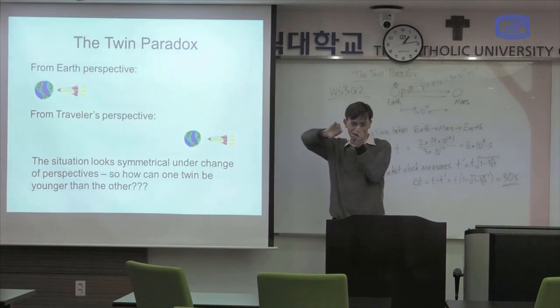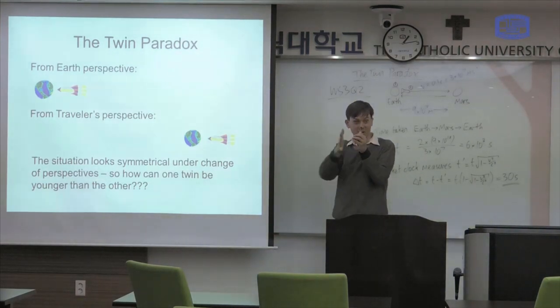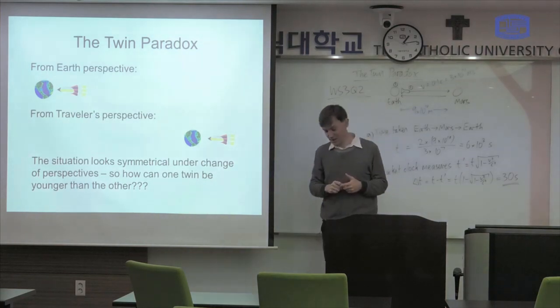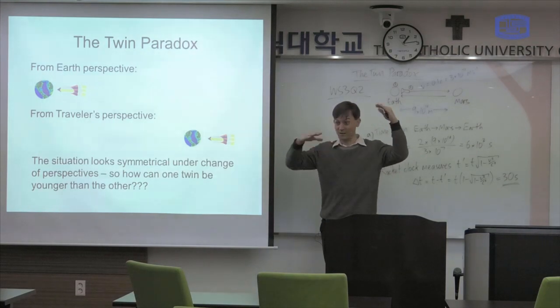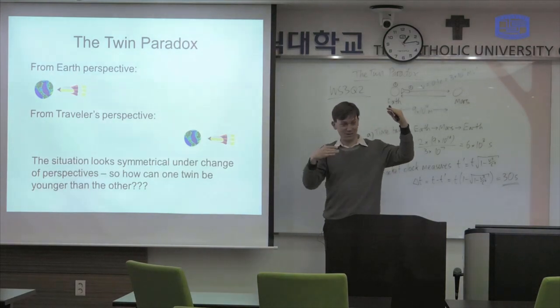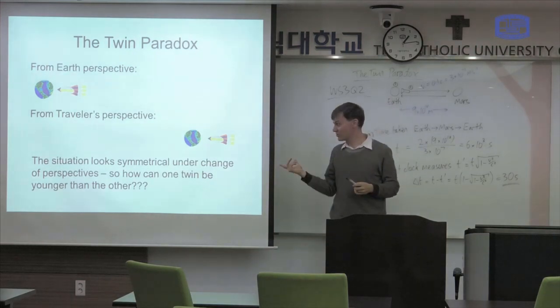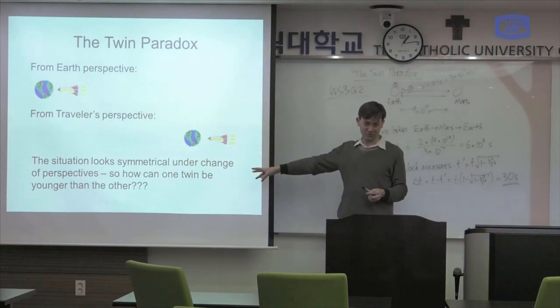The Earth observer sees the rocket go out and come back. The rocket observer sees the Earth go out and come back. But then if the situation is symmetrical, how is it possible that one twin ends up younger than the other, which is an asymmetrical outcome, right? So this is the paradox. If the situation is symmetrical, then how can the result, the ages, end up not symmetrical?